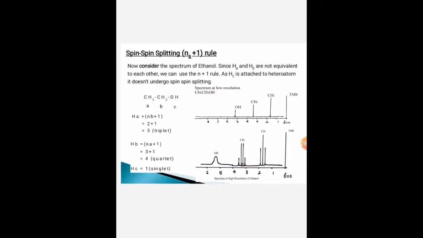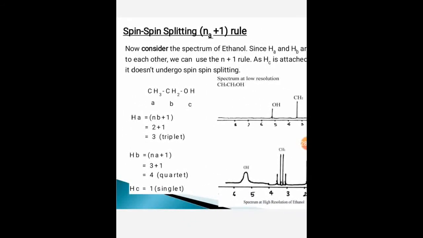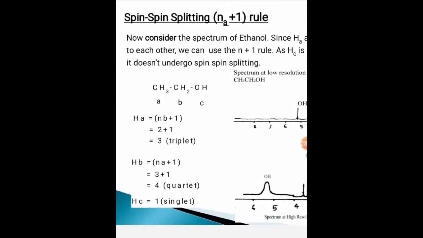Let us discuss the first example, that is ethanol, CH3CH2OH. In ethanol there are 3 sets of protons, see here, A, B and C.